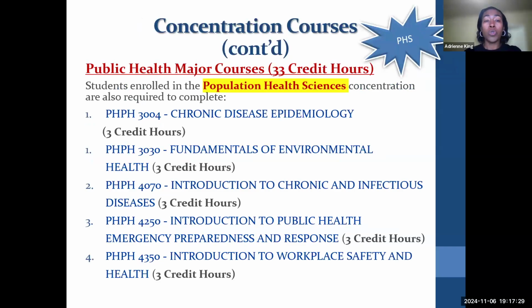If you choose to go the route of population health sciences, in addition to the courses that you just saw in the previous slide, you will also take these courses here. So you will take chronic disease epi, fundamentals of environmental health, introduction to chronic and infectious disease, introduction to public health emergency preparedness and response, and introduction to work safety and health. So this is 5 classes that you will be taking in addition to the previous slide, the 33 credit hours that, once again, everyone will take. So if you choose the population health science concentration, these are the 5 specific classes that you will be responsible for completing.